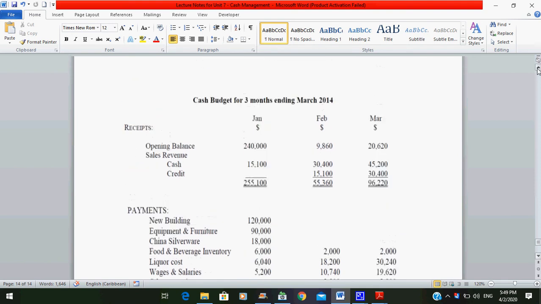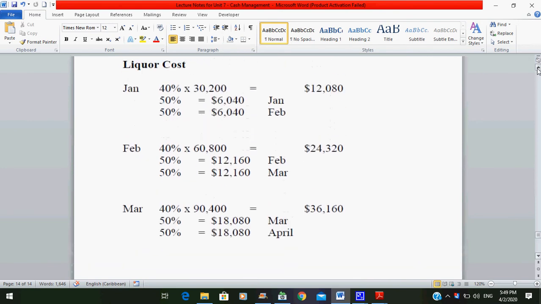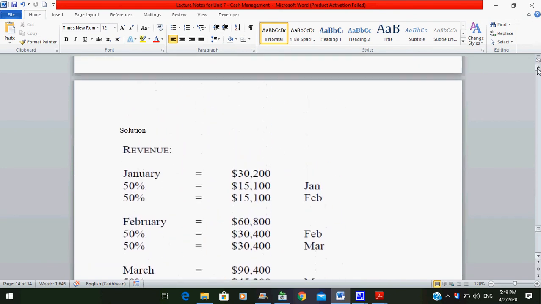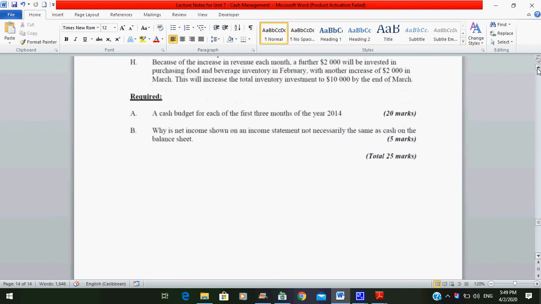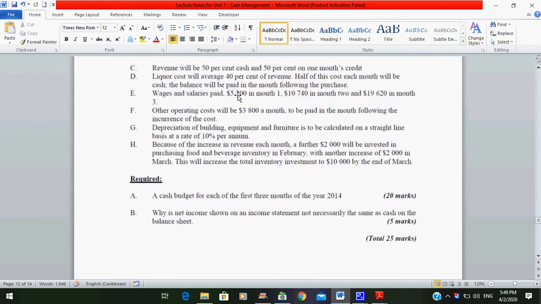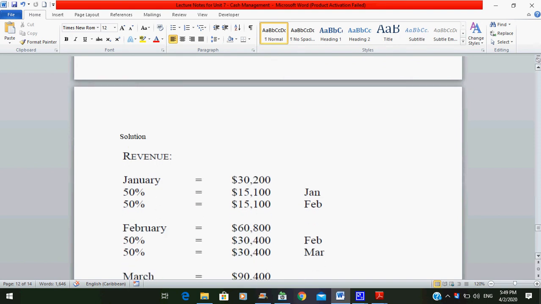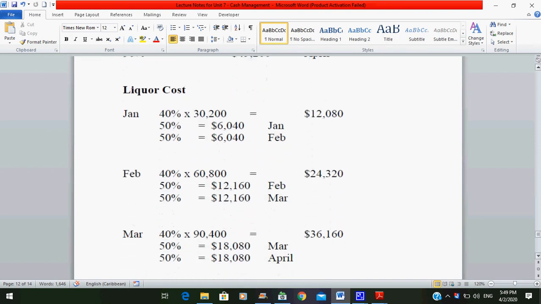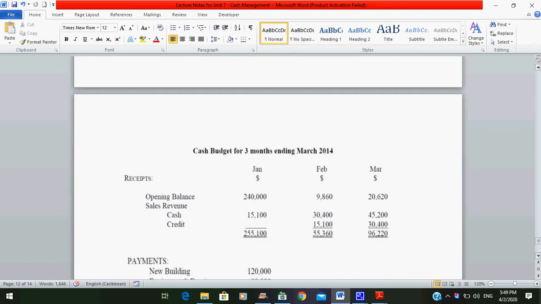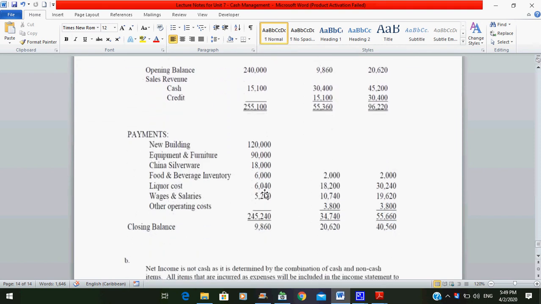Where did we get that from? The question said that it would have been 5,200 for 1 month, which is this, for month 1. Month 2 is 10,740. Month 3 is 90. So this is where you get 5,200 from, right? For this one. Now for operating costs, they're done for January.